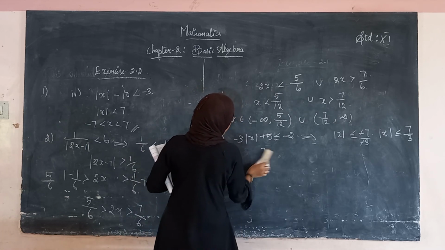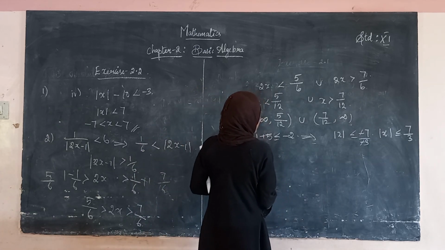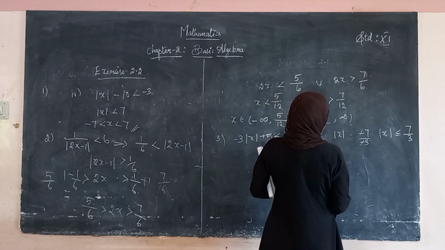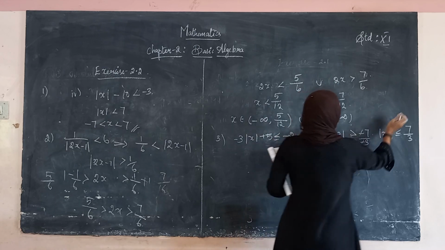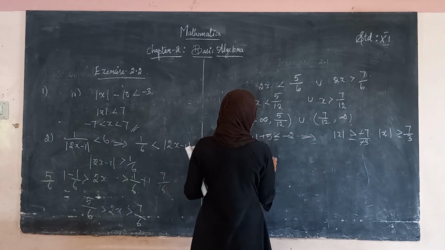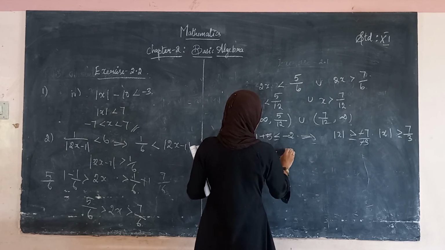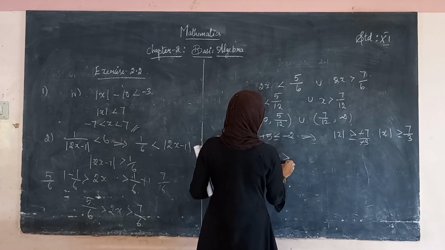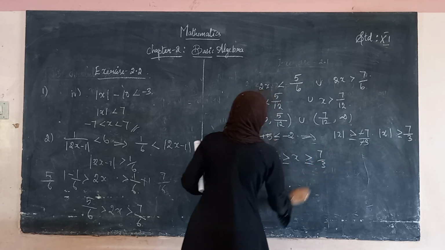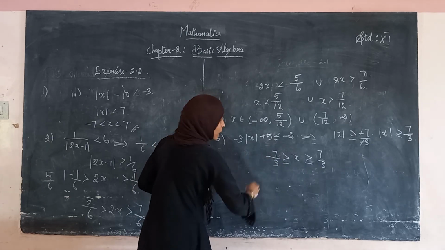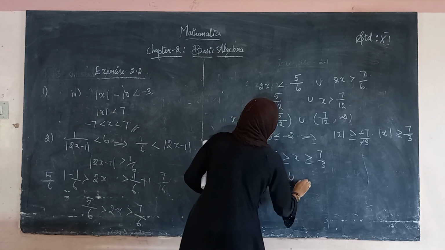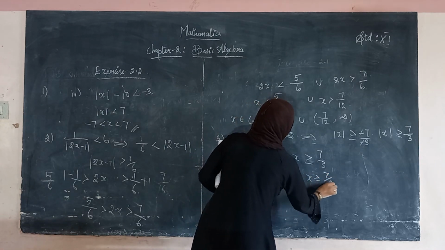Okay, is this correct? See here, what we are taking is minus on this side. Therefore, it becomes greater than or equal to. Okay, it becomes greater than or equal to. So take the modulus: minus 7 divided by 3, sorry, less than or equal to x less than or equal to 7 divided by 3. Splitting the inequality, x is less than or equal to minus 7 divided by 3 union x is greater than or equal to 7 divided by 3.